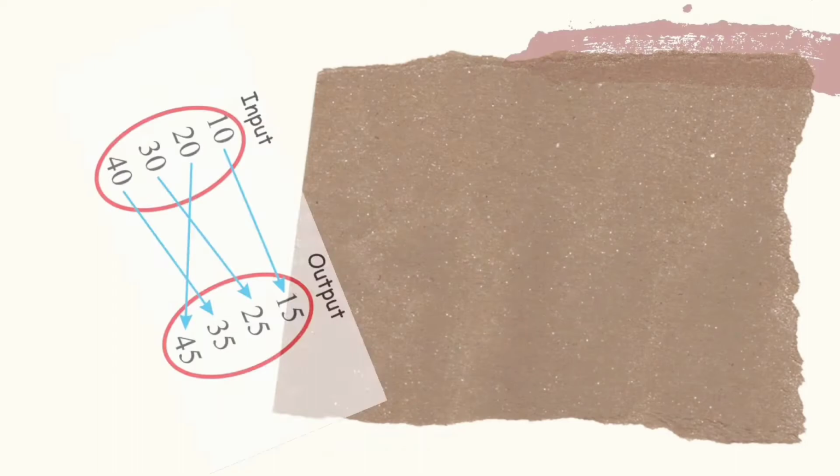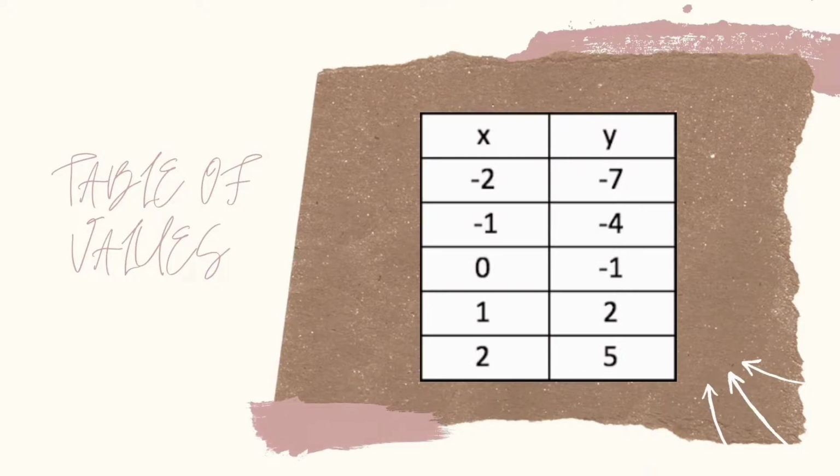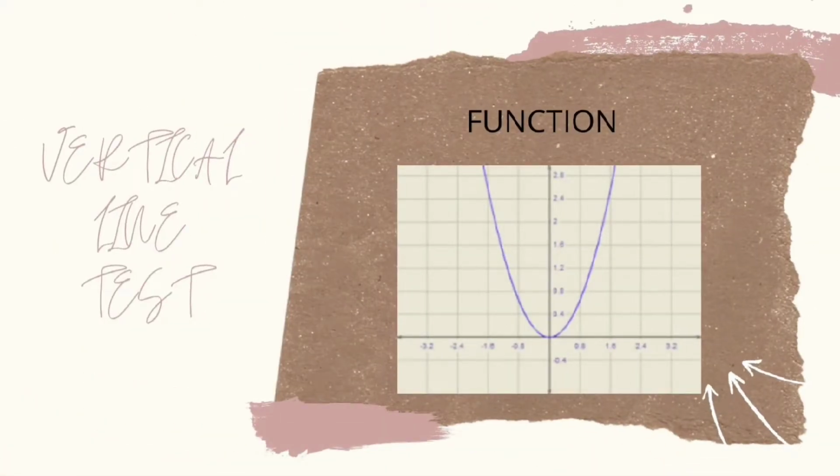Number 1. The mapping diagram. A mapping diagram displays the pairings of the elements. Here is the example. The other one is the table of values. The table of values shows the list of numbers that are used to substitute one variable. And lastly, the vertical line test.